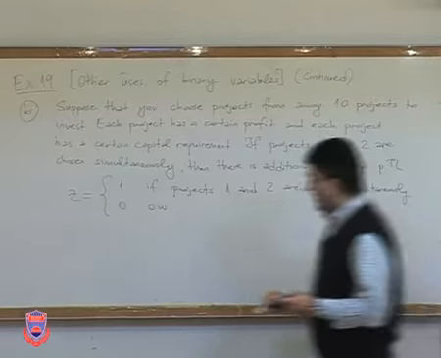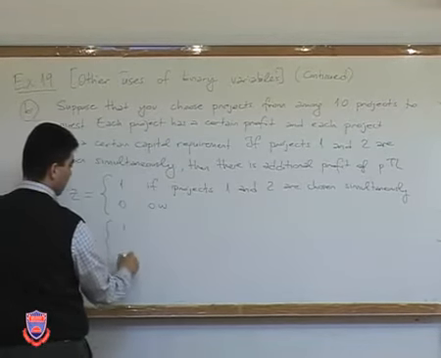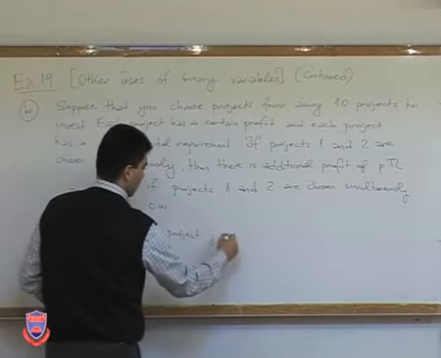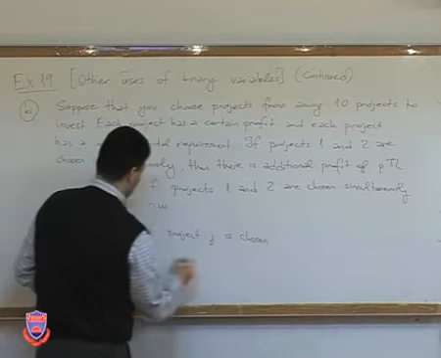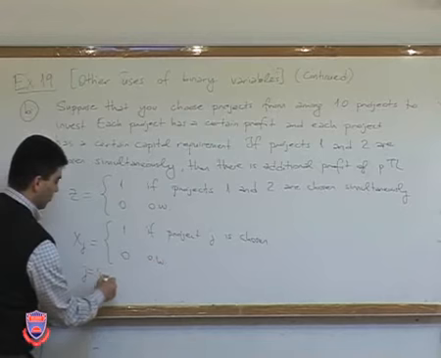All right, so I still need the usual binary variables, xj. So it's going to be 1 if project j is chosen. And it's going to be 0 otherwise. And I'm going to define this for each of the 10 projects.